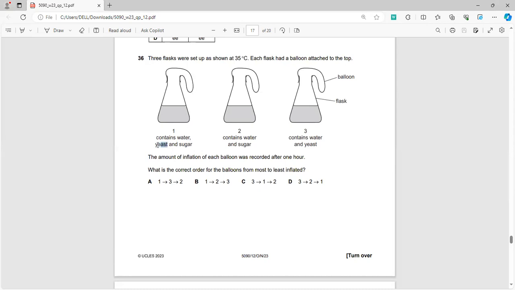So with yeast, it will easily be able to carry out aerobic respiration. Now we come to number three. In number three, there is water and yeast. However, due to no sugar, the yeast will not be able to obtain energy, so it will still be inflated, but less than number one. So one is greater than three, and lastly two, because two contains no air. There is no yeast to carry out aerobic respiration. So the correct option would be A.